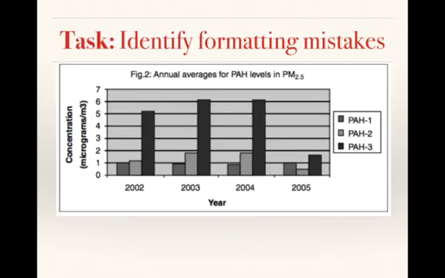Now, let's have a look at another table. In this table, there are things that I want you to consider in order to identify more formatting mistakes. Is the legend appropriately formatted or placed? Is the caption appropriately formatted or placed? Have the authors placed the independent variable on the x-axis and the dependent variable on the y-axis? Have a look and perhaps identify more mistakes. You can pause the video here.